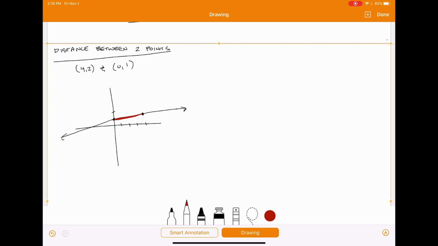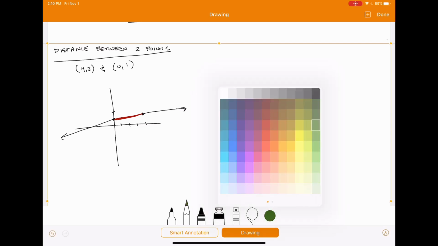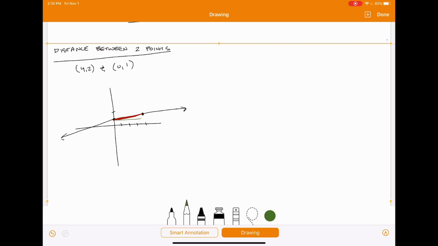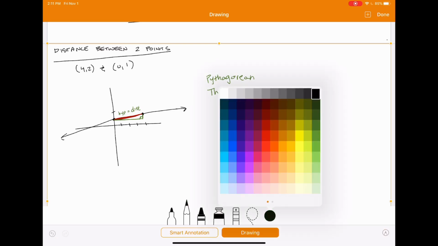But what we can do is create a triangle out of these 2 points. All right, and it's a right triangle where our distance makes up our hypotenuse. Okay, so if we can figure out our rise over run, those are going to be the sides of our triangle, and then we can just use the Pythagorean theorem to solve for our hypotenuse, which is our distance.